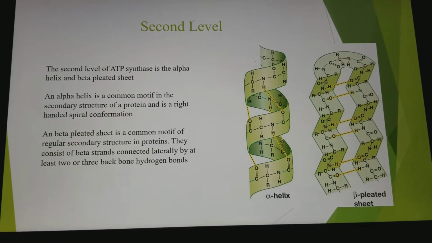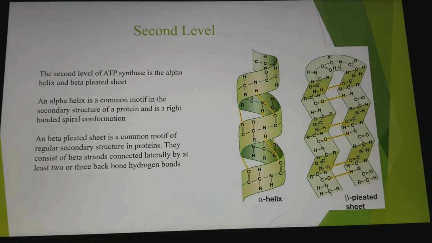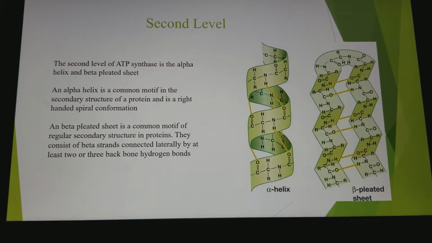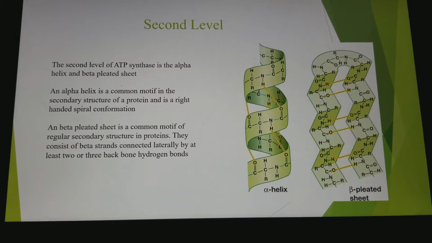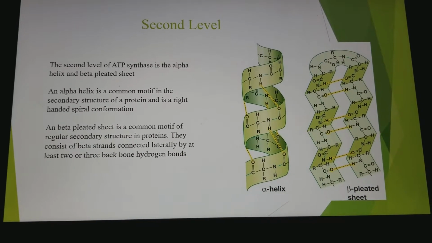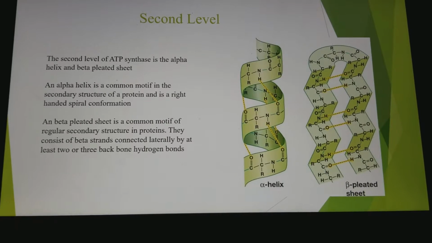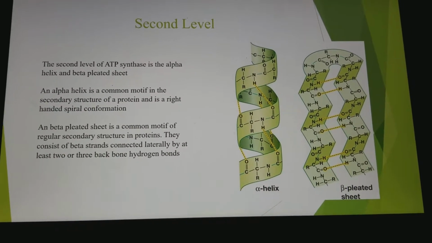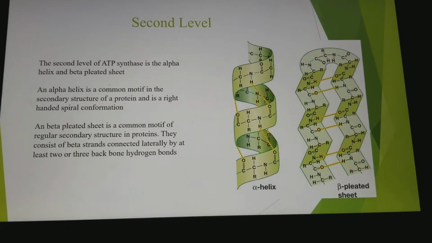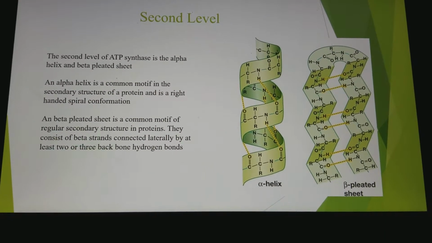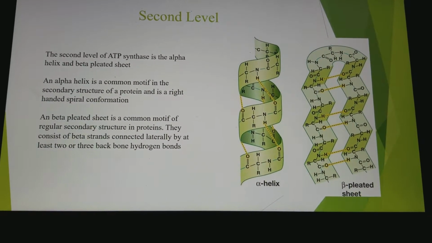The second level of ATP synthase is the alpha helix and the beta pleated sheets. An alpha helix is a common motif in the secondary structure of a protein and is a right-handed spiral conformation. A beta pleated sheet is a common motif of a regular secondary structure in proteins. They consist of beta strands connected laterally by at least 2 or 3 backbone hydrogen bonds.